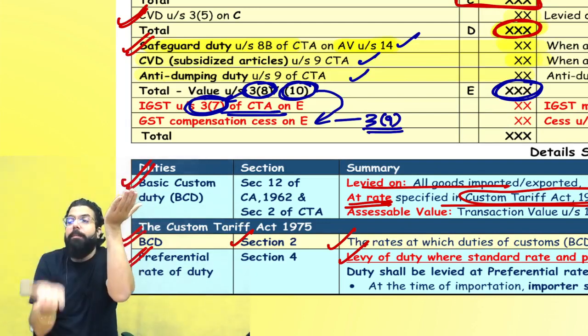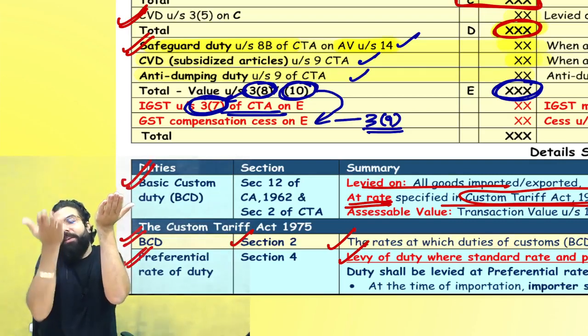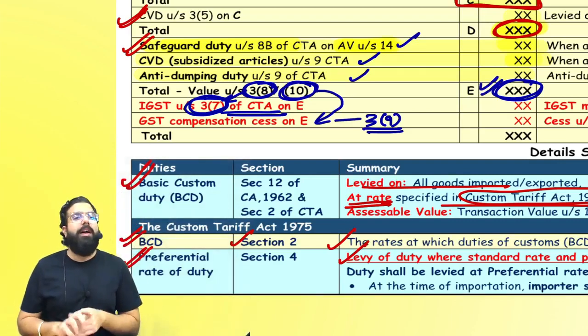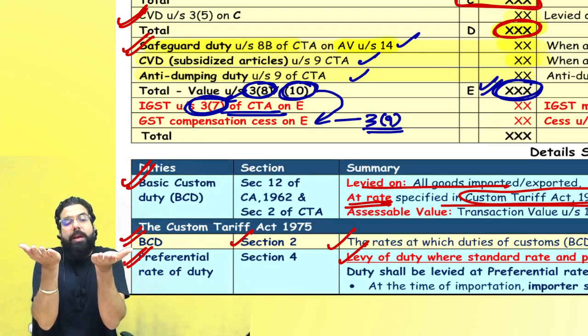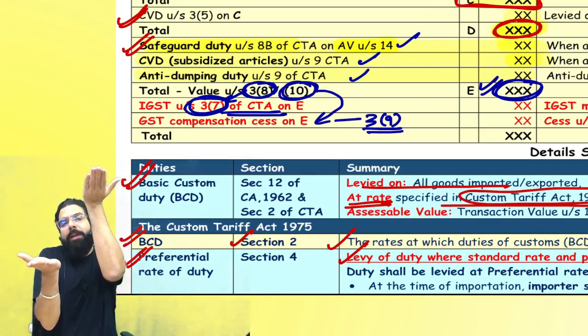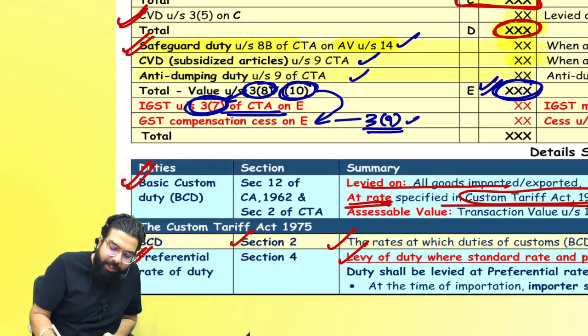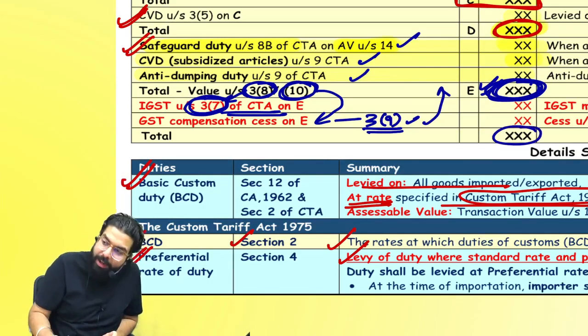18% under section 37. CVD under section 37 is levied on the value under 38. Then if Indian goods pay, IGST is there. Imported goods also pay IGST under section 37. Indian goods pay GST compensation cess. Imported goods also pay GST compensation cess under section 39 on the value under section 310. Right, everyone? And you will get a total.